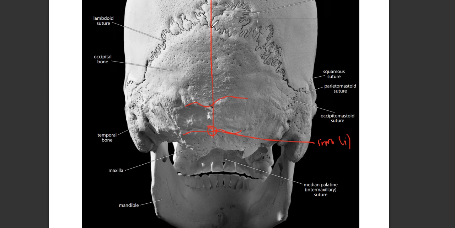Fine. So this point is identified as inion. Let me see if I get the definition. The definition I think would be the most projected point on the occiput itself, not going towards the base, but on the area of the occiput going towards the base. So that most posterior and the most projecting point is identified as inion.